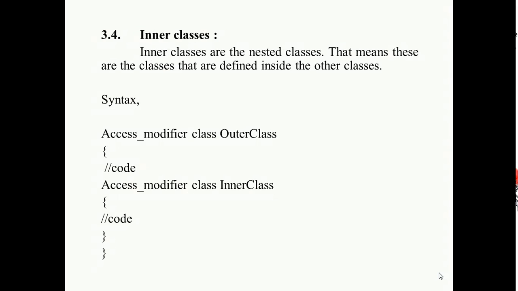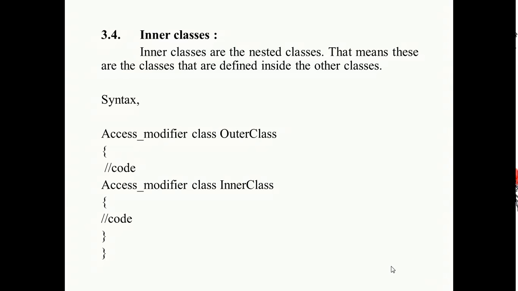Next, this is the last point of our chapter. The point name is inner class. The inner classes are the nested classes, meaning the main class having the subclass. This is called an inner class. That means these are classes that are defined inside other classes, meaning an outer class having an inner class.